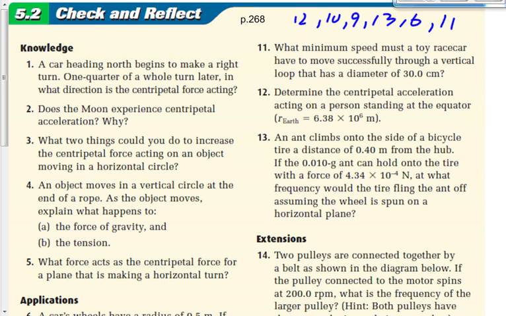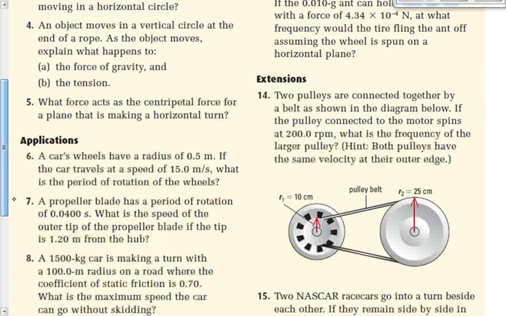All right, let's take a look at number 6 first. It says the car's wheels have a radius of 0.5 meters. The car travels at a speed of 15. What's the period of rotation of the wheels? The period of rotation of the wheels, capital T, right?